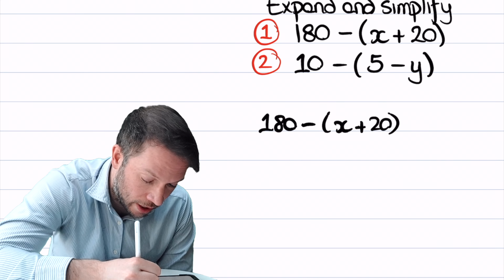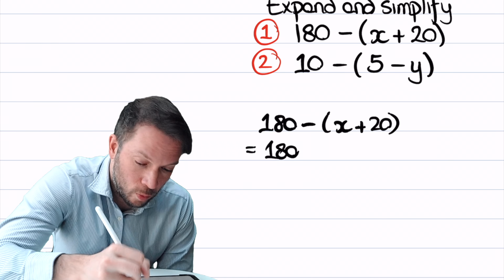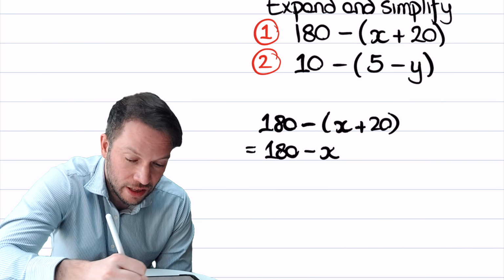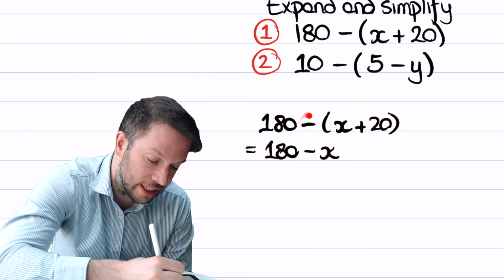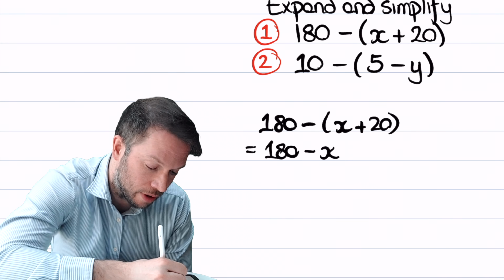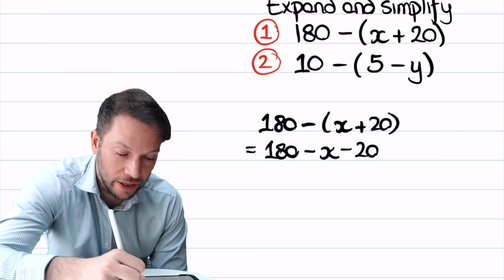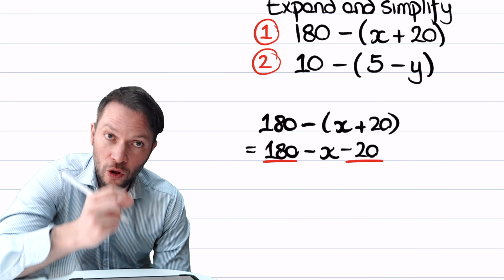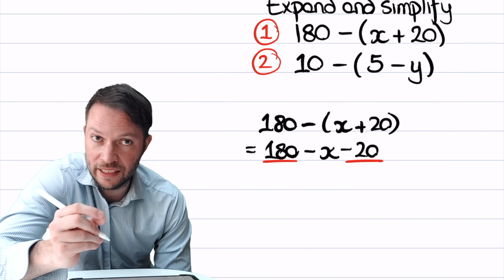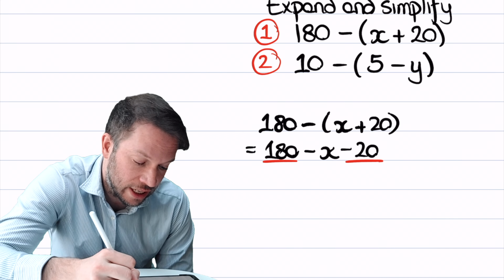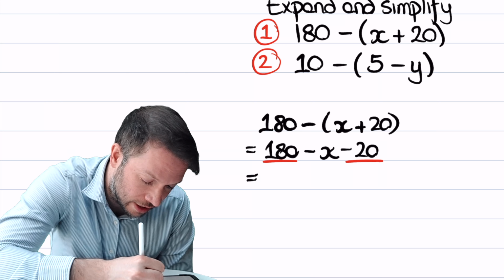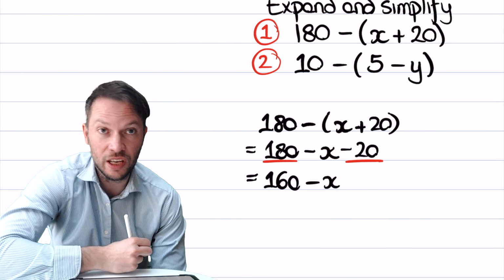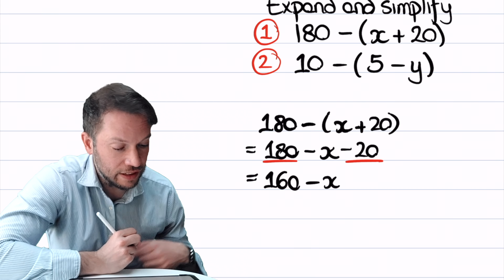So if we do it that way, we're subtracting the x, so we're going to have minus x, and we're subtracting the 20, so we're going to have minus 20. Now, if you simplify this, we've got 180 minus 20. They're both constant terms, we call them, because they don't have a letter in them. They don't have a variable. And 180 minus 20 is 160. And we've still got that minus x here, which doesn't collect with any other x terms because we don't have any other x terms. So that's the answer.